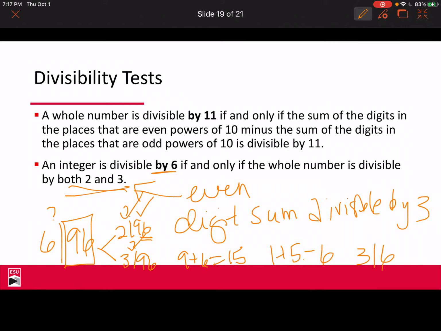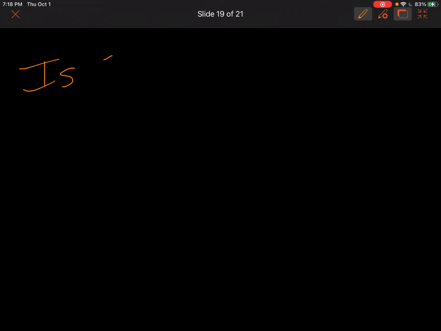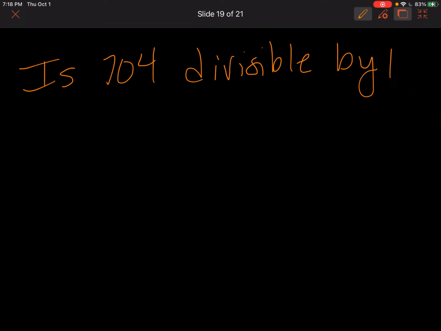And let me go ahead and give us a different number. Is 704 divisible by 11? And actually, I want a bigger number than that. 11 times.